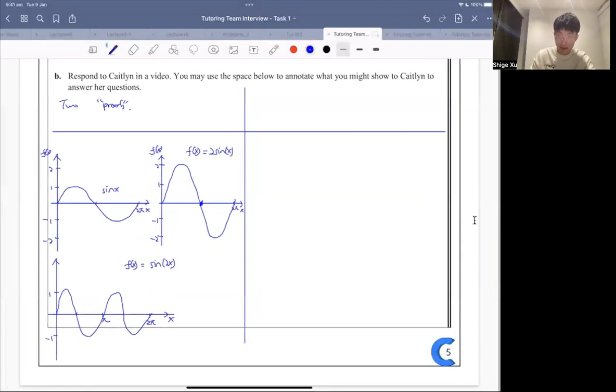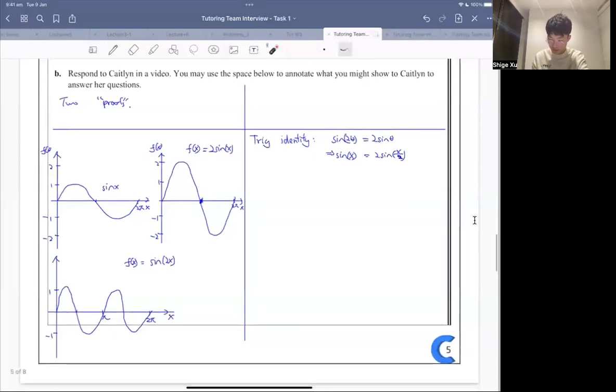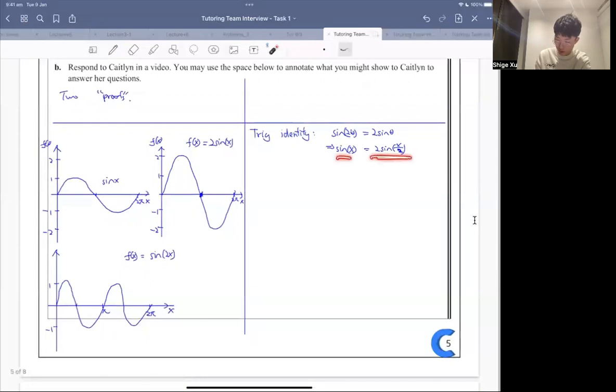Now, I'm going to prove it mathematically. I'm going to show you why mathematically this is true. The easiest one is just by using a trig identity. Sine of 2 theta equals 2 sine of theta, right? That's just a trig identity that we know. Then if we substitute 2 theta with x, we get sine of x equals 2 sine x divided by 2. Right. So that's the dilation. Okay. Sine of x equals 2 sine of x on 2.